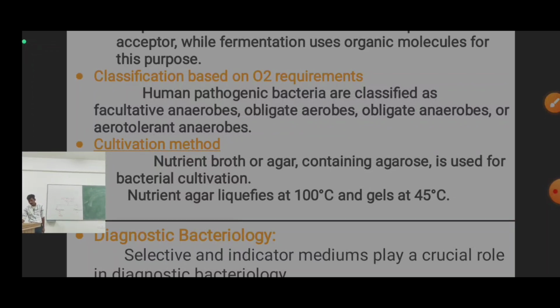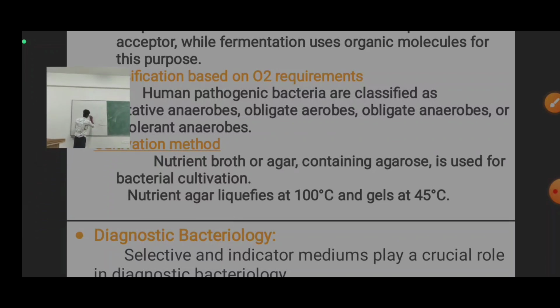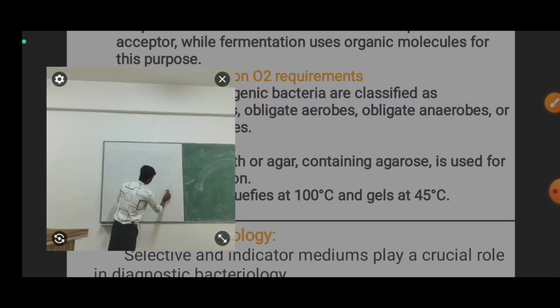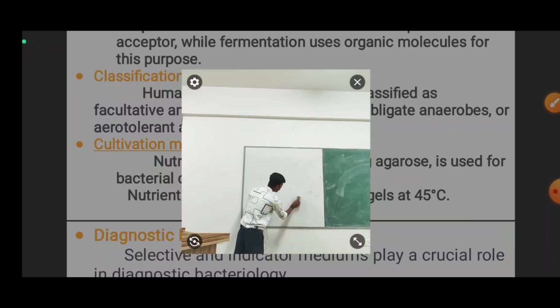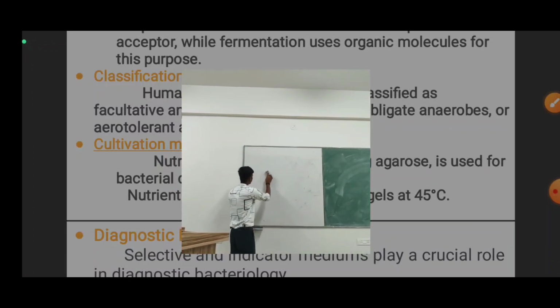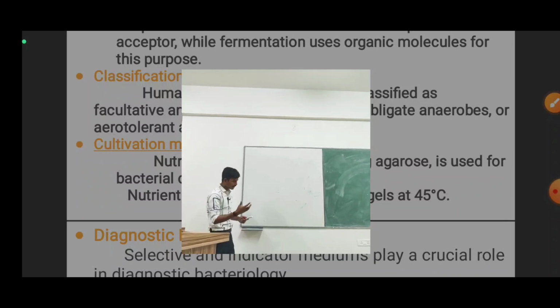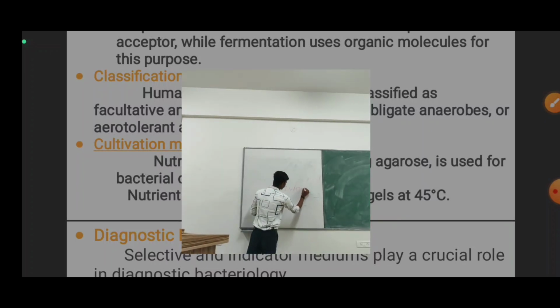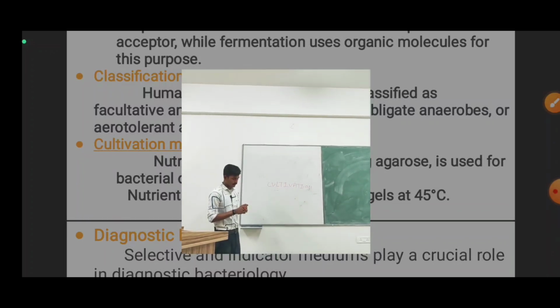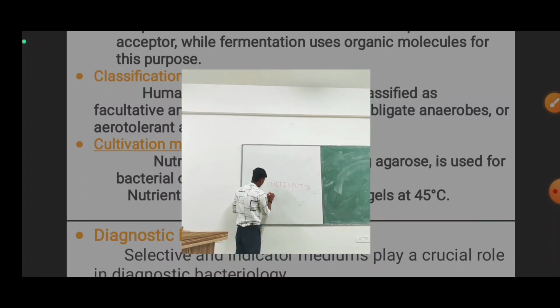Then cultivation method. See the slide. Cultivation method is basically growing the bacteria on a nutrient plate. For cultivation, we first need identification of bacteria. We need a proper identification.